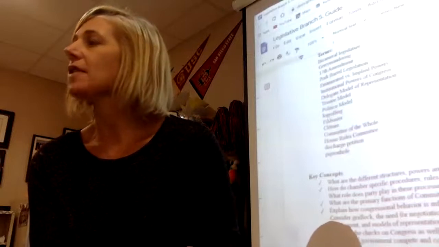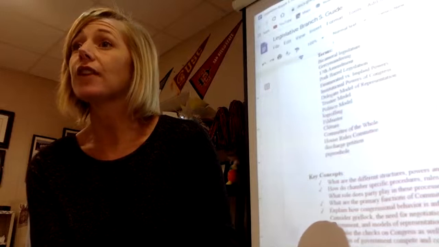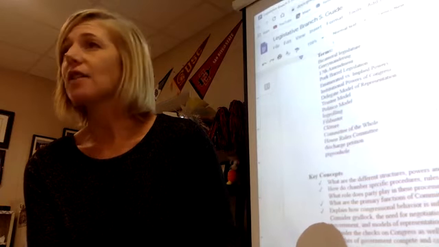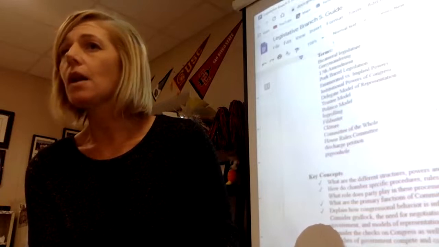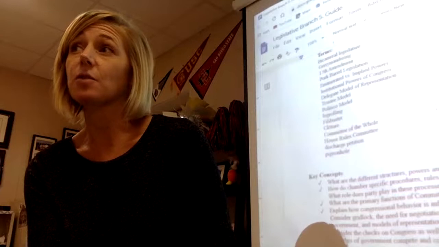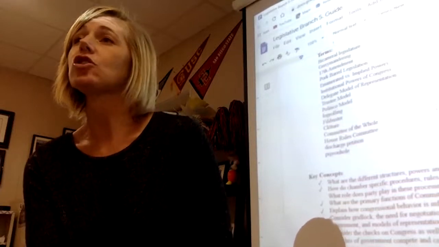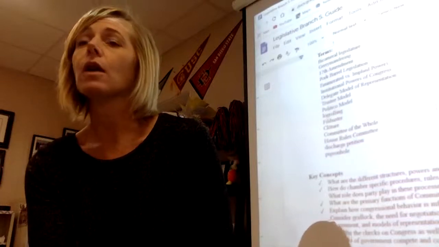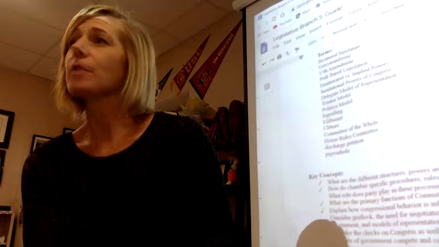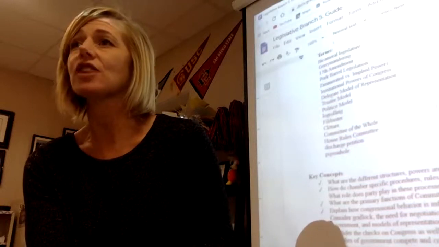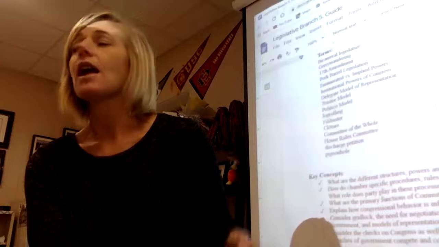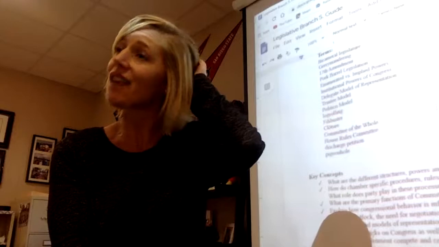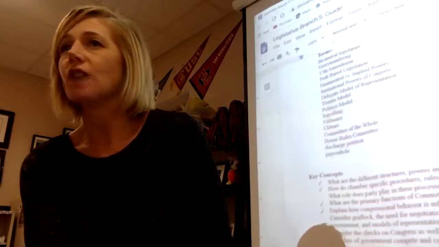There are 435 members of the House of Representatives. You have to be 25 years of age. You have to have been a citizen for 7 years. You have to reside in the state in which you represent. The House chamber specific responsibilities, they get to vote to impeach a president or any other federal official. We're watching that process take place right now. They have the power of the purse in the House of Representatives. They get to create tax legislation. It must start in the House of Representatives. And also, if there was a tie in the Electoral College, the House of Representatives would decide our president.